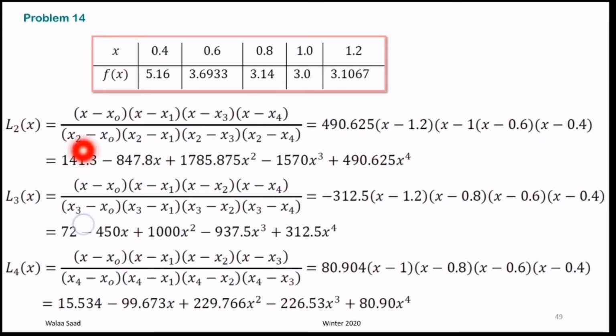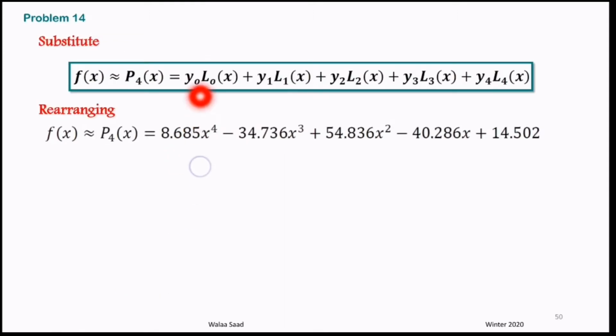Again, for L2, we will use the x2 in the denominator and the x minus all other values in the numerator. Multiply algebraically and deduce the polynomials. Finally, we will substitute these derived L0, L1, L2 through L4 and scale them with the corresponding y values of the x of its term, and then rewrite it in that form.